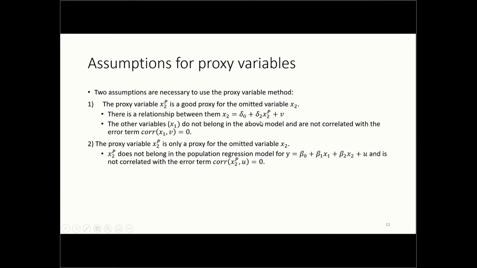And also that other variables such as x1 do not belong in the above model here, and they're not correlated with the error term here. So that means to be a good proxy. The second assumption that we need is that x2p, the proxy, is only a proxy for the omitted variable x2. And this means that the proxy does not belong in the population regression model for y right here. So basically, there's no place for this to also include x2p, the proxy. And it's also not correlated with this error term as well. So these are the two assumptions necessary for the proxy variable method to work.